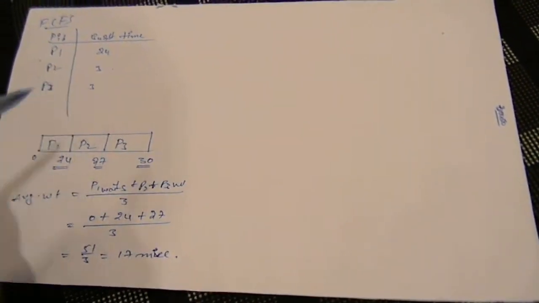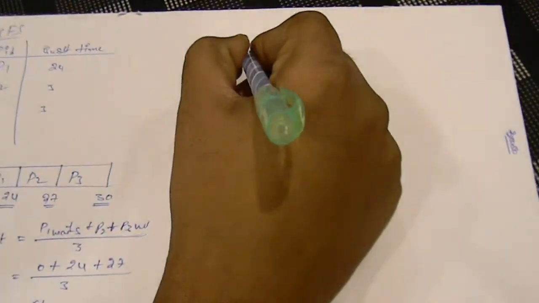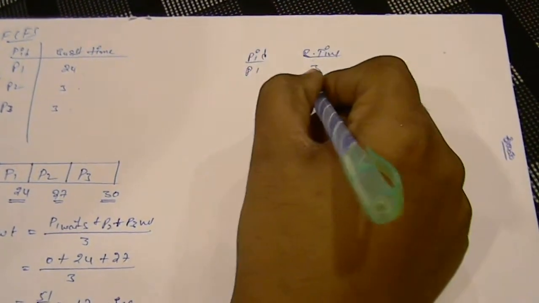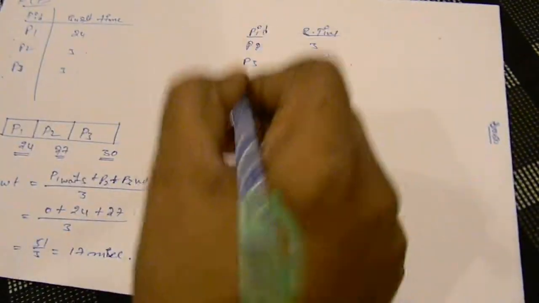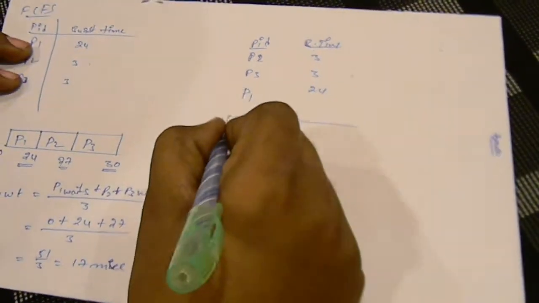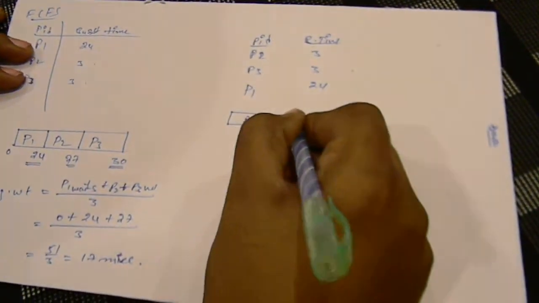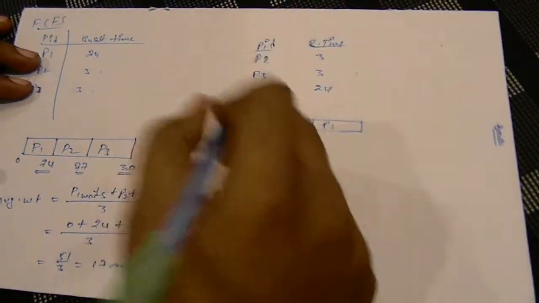In order to reduce the average waiting time, we have to sort the processes based on their burst times. Now let us consider the sorted list. That is 3, 3 and 24. P2, P3 and P1. Now let us consider the new ready queue. In this, P2 executes first and then P3 and then P1.